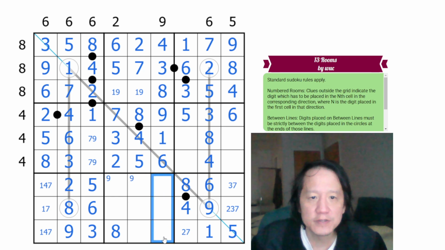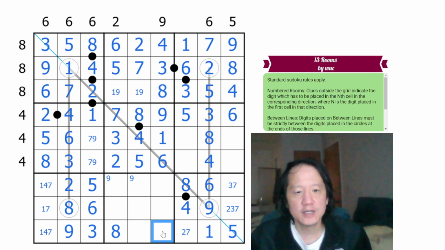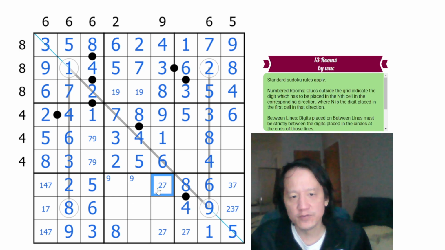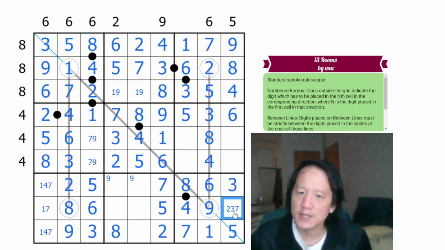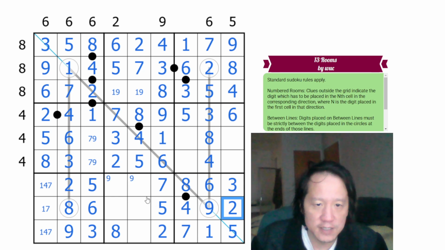What's left here? This is 2, 5, and 7. So this can't be 5, so this is 2 or 7, but it can't be 2 either. Therefore, that forces this to be 7, which makes that 2, and therefore this must be 5. This can't be 2 anymore, therefore this is 7, which forces that to be 3. And this can't be 3 or 7, so it's 2. And yeah, as I said, this is normal Sudoku.